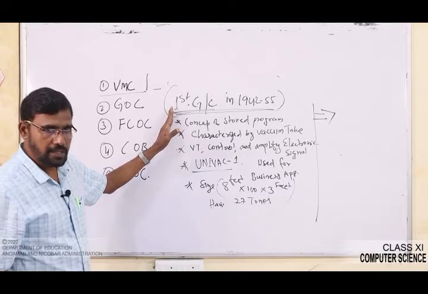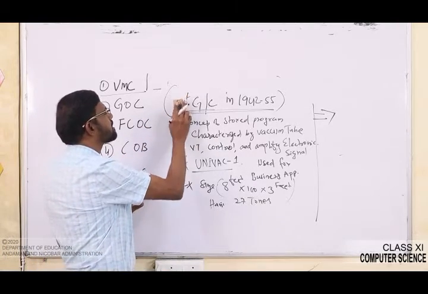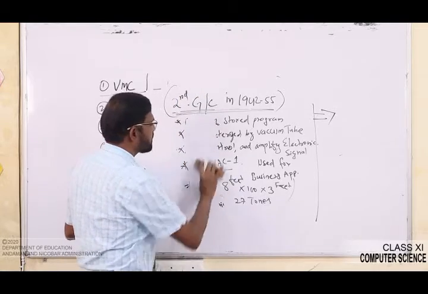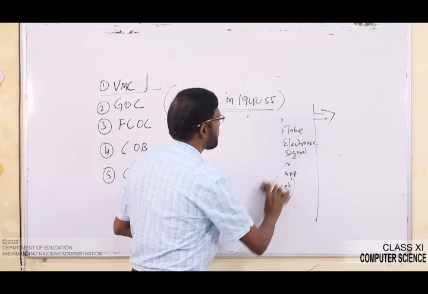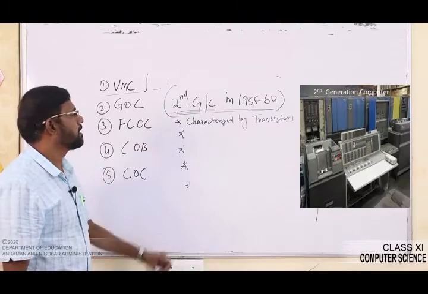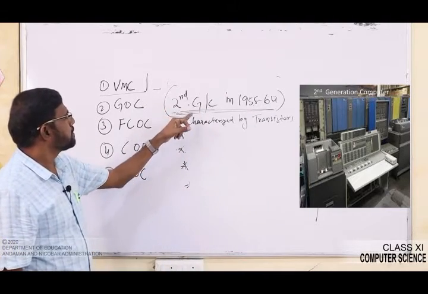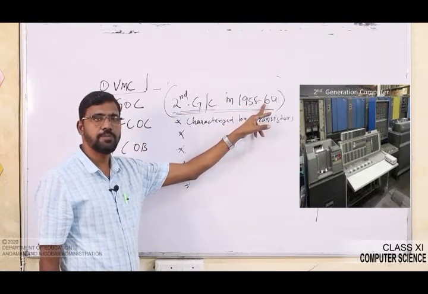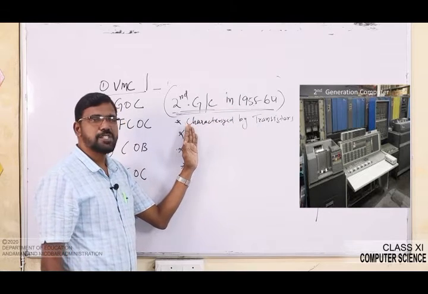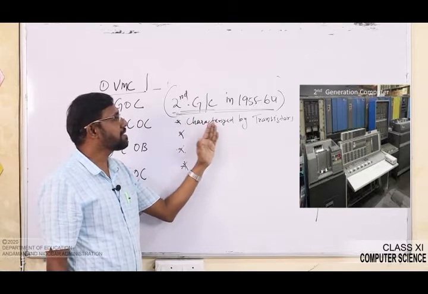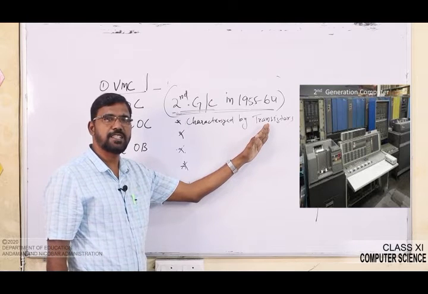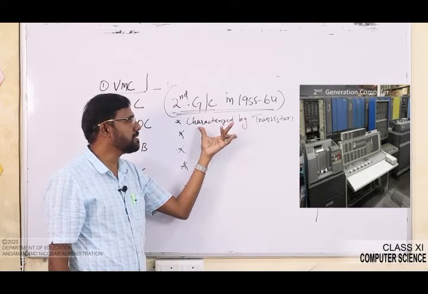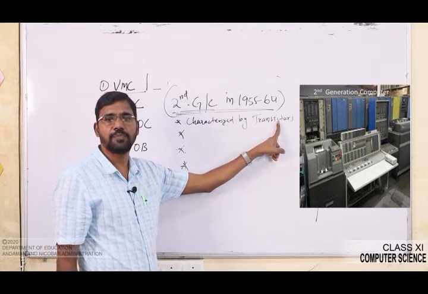Let us talk about the second generation computer. What is the difference from the first generation computer? Dear student, the second generation computer was developed in 1955 to 64. This generation is characterized by the transistor, whereas the first generation computer is characterized by the vacuum tube. Here, the development is that the transistor came.